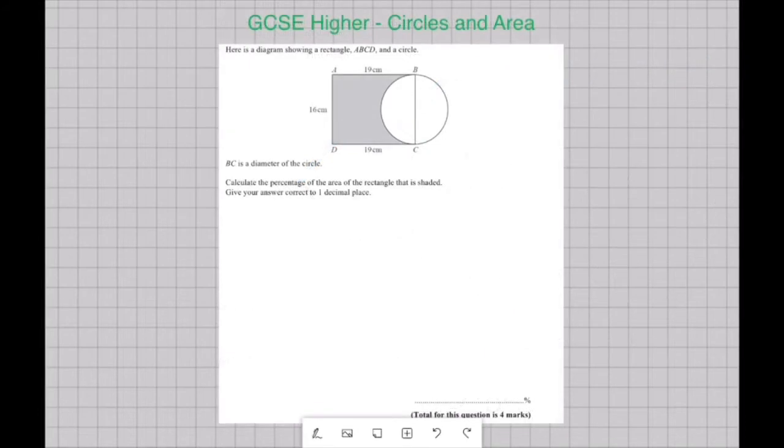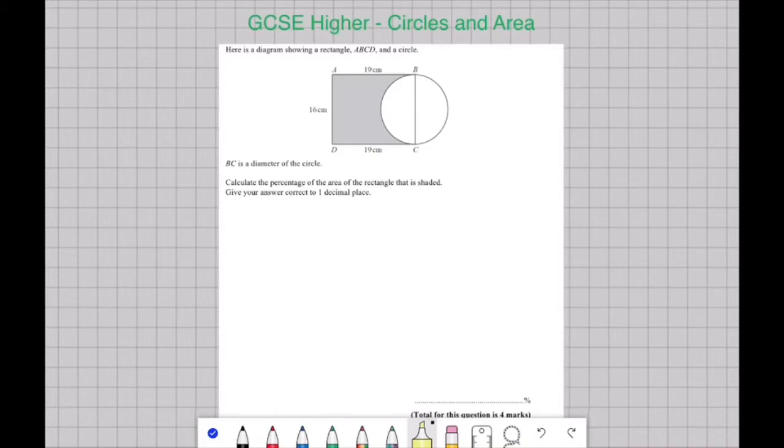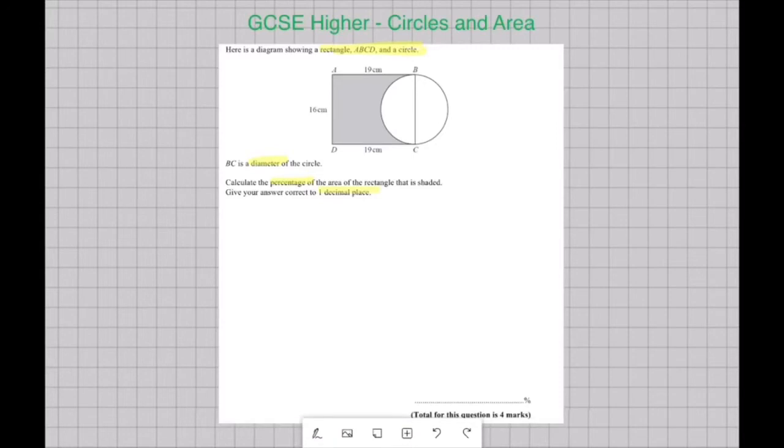Okay, so within this question here, we're looking at a higher question on circles and area. The question says, here's a diagram showing a rectangle, A, B, C, D, and a circle. BC is the diameter of the circle. Calculate the percentage of the area of the rectangle that's shaded and give your answer to 1 decimal place. Now, it's important that we do give that to 1 decimal place. If we don't, we won't get all the marks.